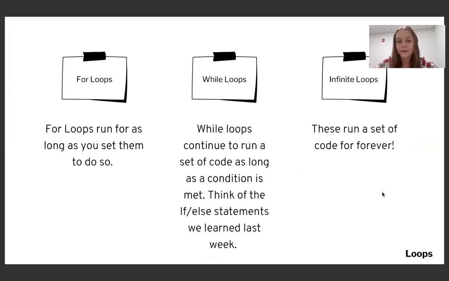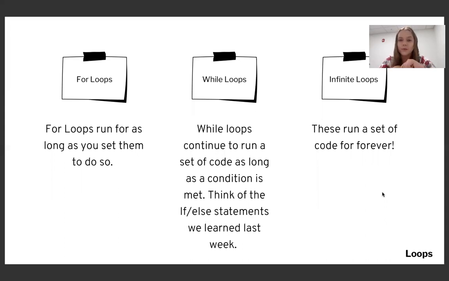We have 3 different types of loops. You have for loops, which run for a set amount of time. So for item in this list, or for the cars in the street. So it's set by a specific number. So for every item in a, specifically here, a list, or as we'll get into later, even a dictionary.